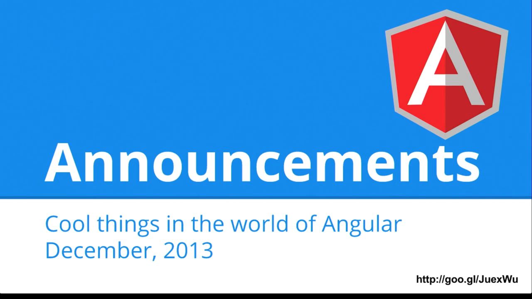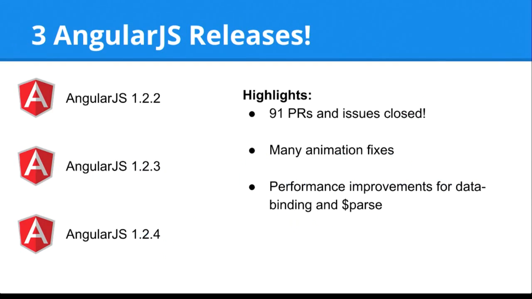Cool things that are happening here in December. We did 3 releases, and if you have been following along, we've gone from releasing maybe twice a year to every week, and it's very, very good, we think. So in this last set of 1.22 through 1.24, we closed 91 issues and pull requests. A lot of these were related to animation fixes. Animation is very new for us in Angular, and so you guys are helping us find some of the edge cases, and thank you very much.